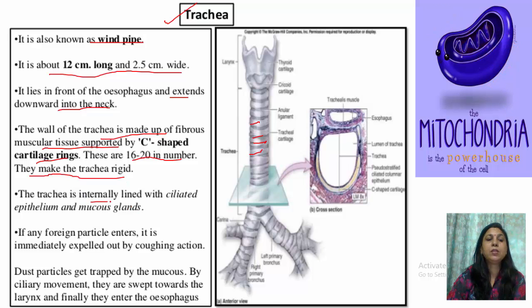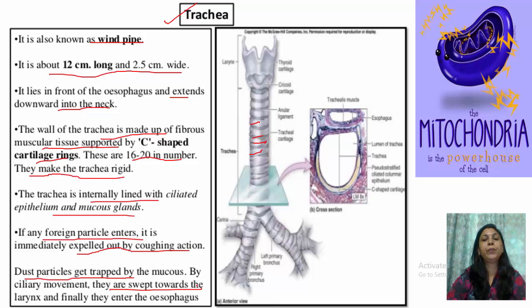The trachea is internally lined with ciliated epithelium and mucous glands. If any foreign particle enters, it is immediately expelled out by the coughing action, and these dust particles get trapped by the mucus. By ciliary movement, they are swept towards the larynx, and finally they enter the esophagus and are removed from the body.